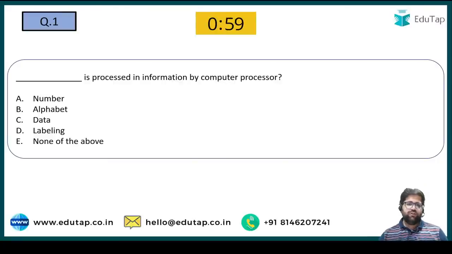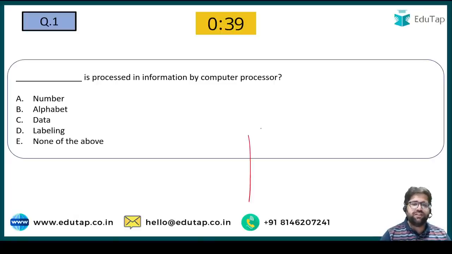This is the first question which I have presented on the screen. First, we are starting with the basics of computer. We will be dealing with different definitions, and then we will move to some higher versions. The first question says, dash is the processed information by a computer processor. You will have to identify that particular component which is processed information by a computer.